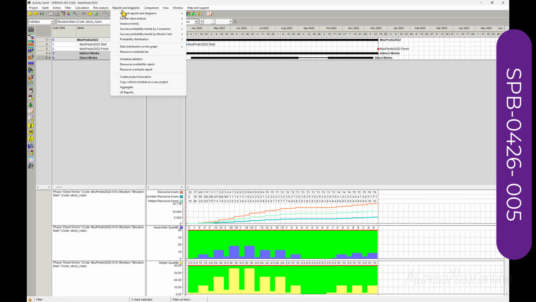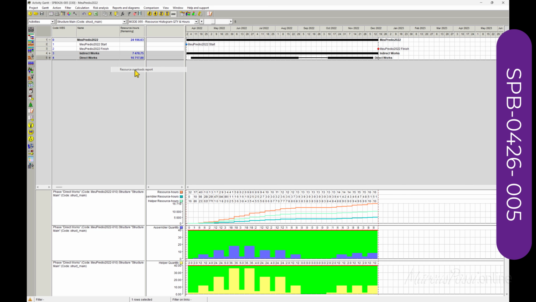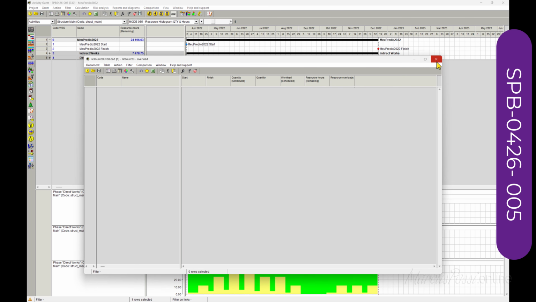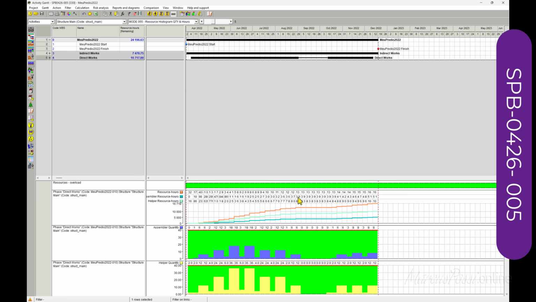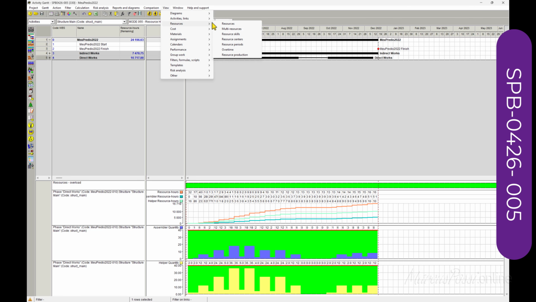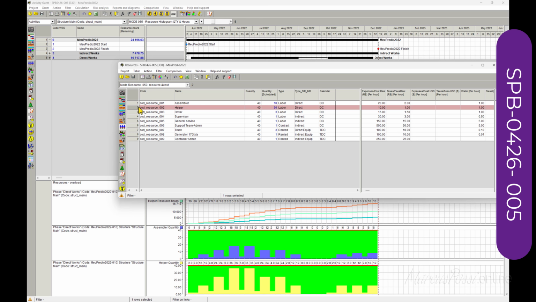And there is a report create, resource availability, resource overloads reports. There is no overload here. Reports, overload bar. There's a bar. It is completely green here. There is no over allocation from helper to assembler to drivers. There is no over allocation here. But when I look at the resource table, it seems there is. Let's check it.